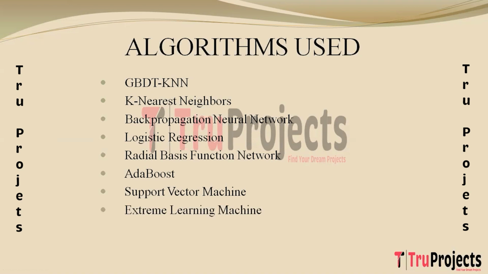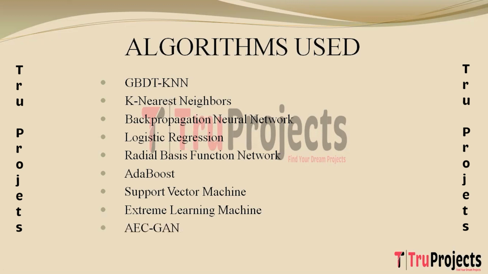The next algorithm used is extreme learning machine, that is ELM. It is a single layer feed-forward neural network with randomly assigned hidden layer weights. It is efficient in learning complex relationships in data, contributing to accurate intrusion detection with reduced training time.